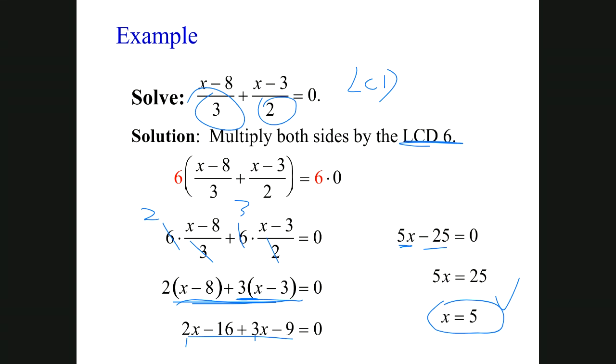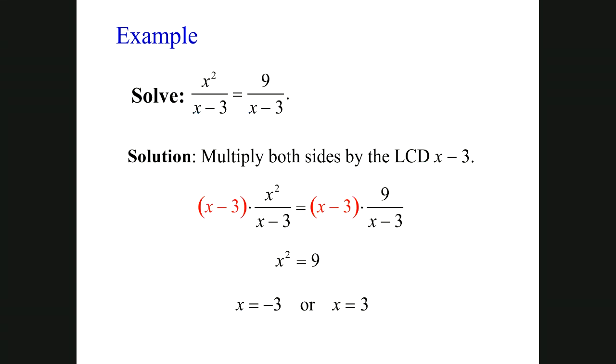Look at this one right here. That's another fraction, another rational equation. This one has an x minus 3 in the denominator. So what's my domain here? Well, x minus 3 cannot be 0. So if I solve for x, my x cannot be 3.